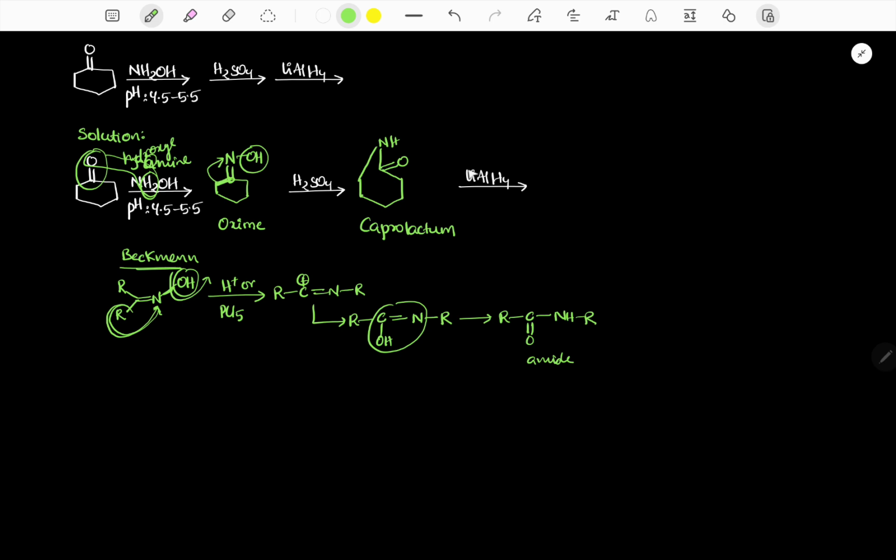Now the caprolactam reacts with strong reducing agent lithium aluminum hydride. So this amide group will be reduced to corresponding amine. So finally we are getting secondary amine.